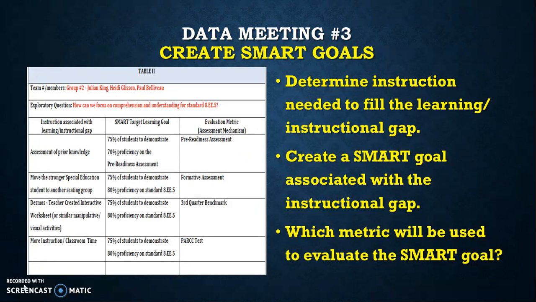Once we prioritized the instructional and learning gaps, we had to create our SMART goals, determine instruction needed to fill the learning and instructional gaps, create SMART goals associated with the instructional gap, and create a metric that was used to evaluate the SMART goal and mastery of the SMART goal.